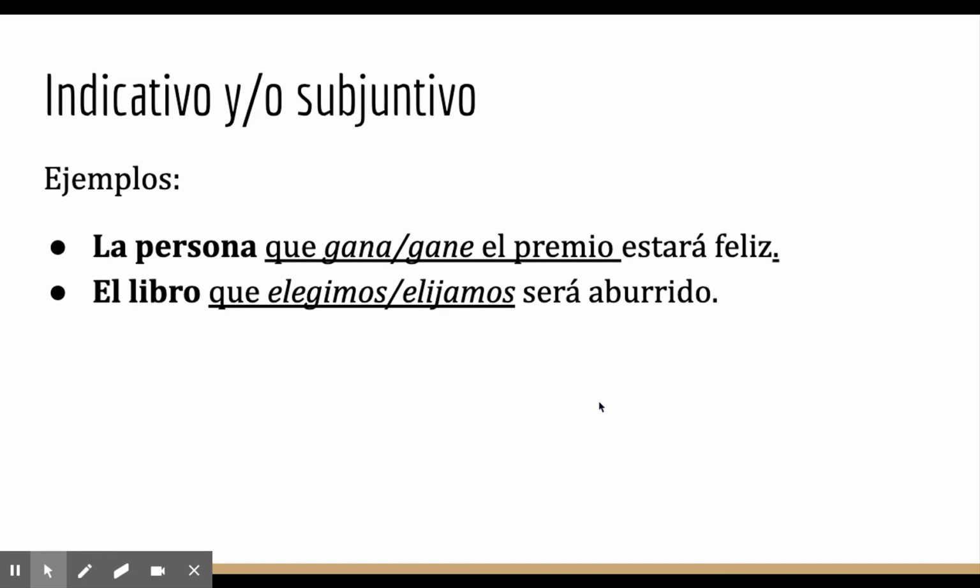So either one works, but the first one means that you know the identity of the person, and the second one means you don't. And same thing with el libro que elegimos o elijamos será aburrido. So the book that we choose will be boring. So que elegimos, the first one is that we're choosing, we know which book it is, will be boring. And the second one, we don't have the identity of the book confirmed yet. El libro que elijamos, it's like whichever book we choose will be boring.